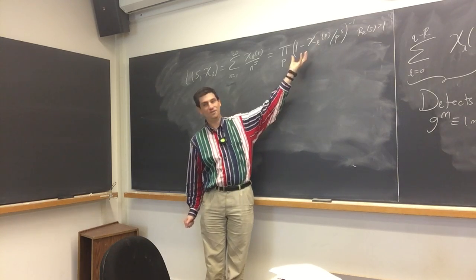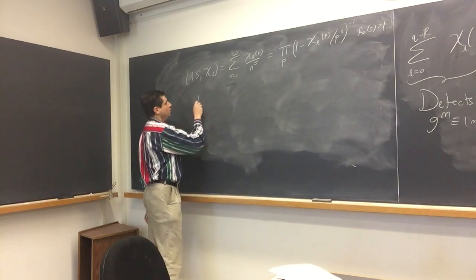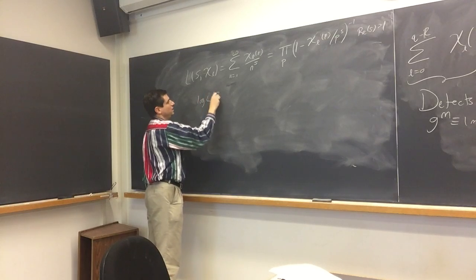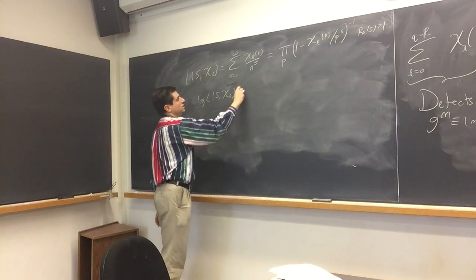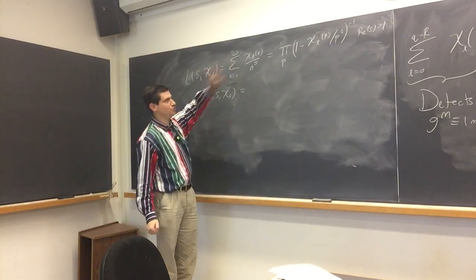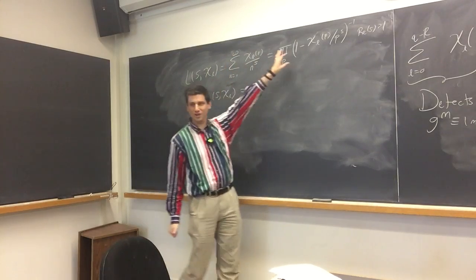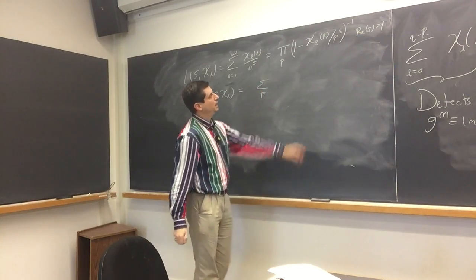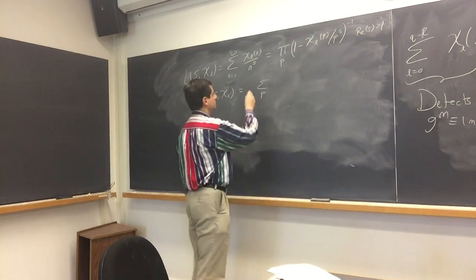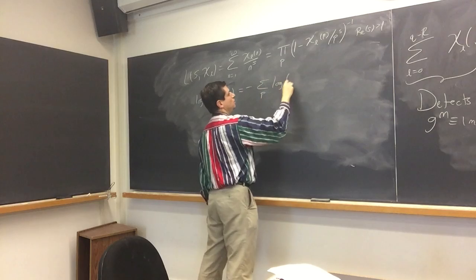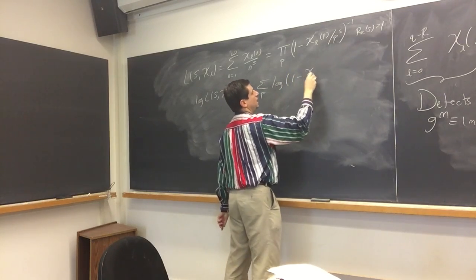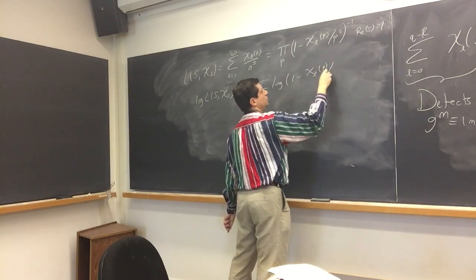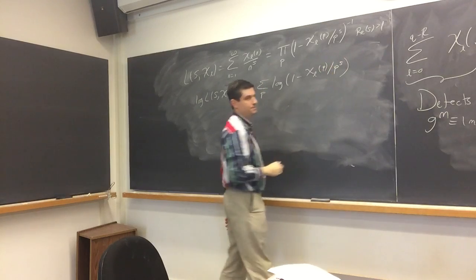What do you want to do? Take the log. So we have the log of L(s, chi_L). I have a log of the sum. Screw the log of the sum, I don't want to do that. I'll take the log of the product. So I'll have a sum over primes, and I'm going to have a negative coming down from this. And I'll have the log of 1 minus chi_L(p) over p to the s.